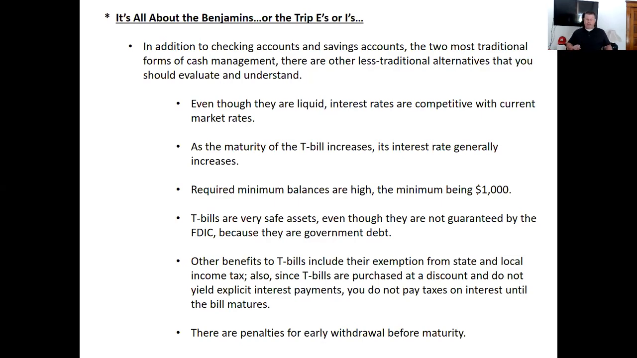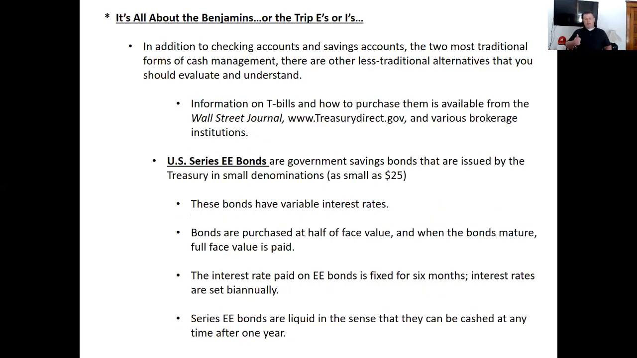So other benefits to T-bills include their exemption from state and local income tax. And also, since T-bills are purchased at a discount and do not yield explicit interest payments, you don't pay taxes on interest until the bill matures. There are penalties for early withdrawal before maturity, though. Information on T-bills and how to purchase them is available from the Wall Street Journal. You can go to the government's website at treasurydirect.gov and various brokerage institutions.